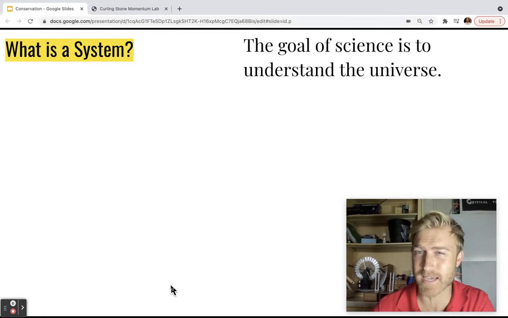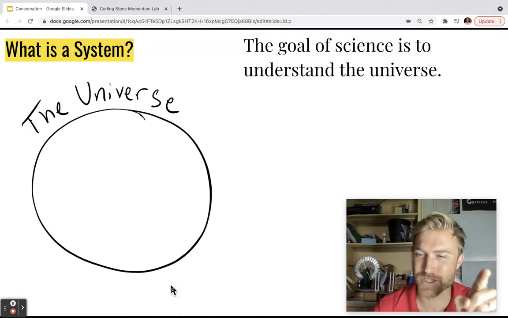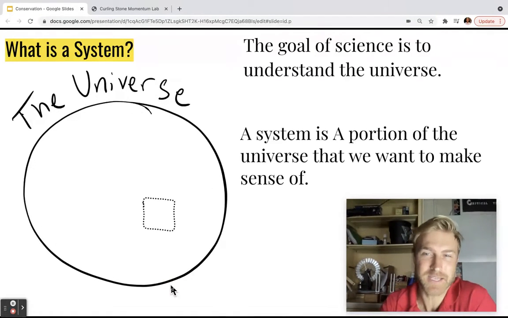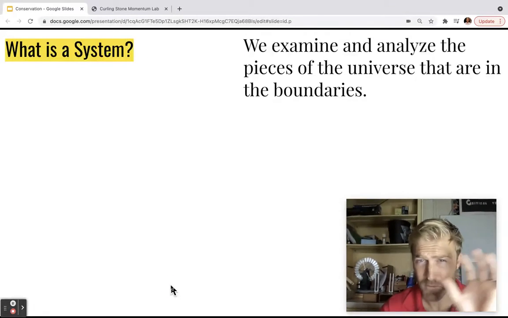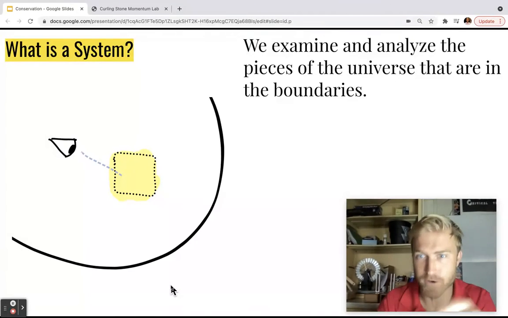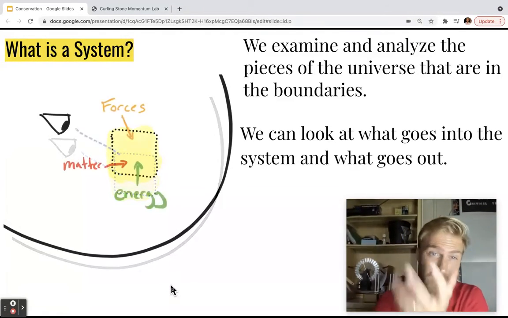And remember, the goal of science is to understand the universe. Here's the universe, and if we want to understand it, that's just too big. So we cut out a little piece, and that's what a system is. It's a portion of the universe that we want to make sense of. And we examine and analyze the pieces of the universe that are in those boundaries. We can look at what goes into the system and what goes out.